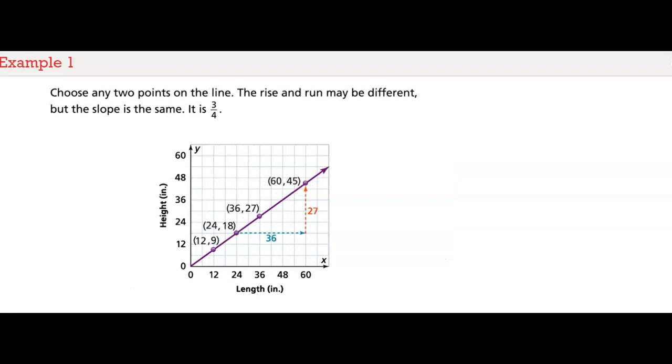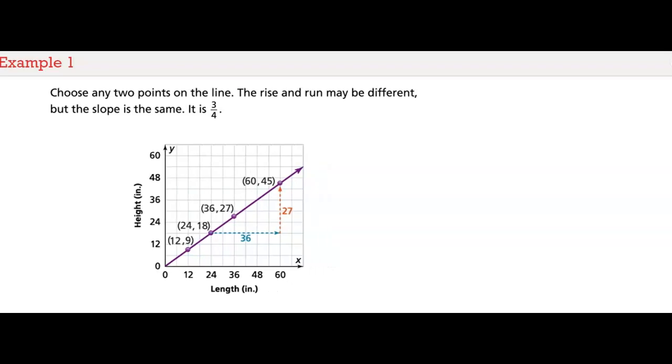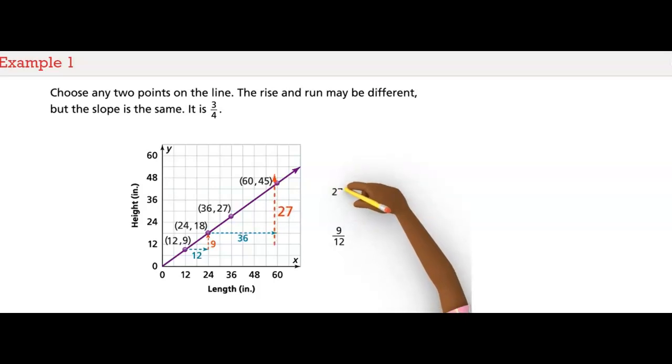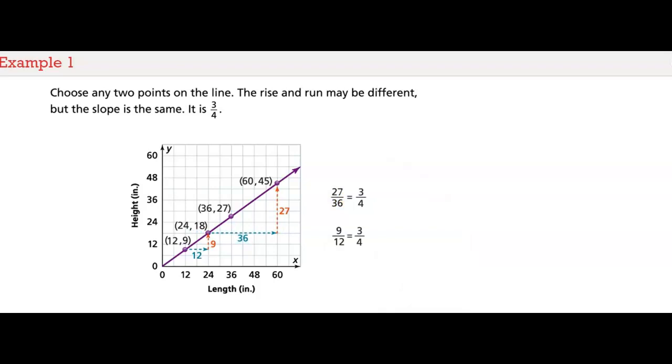You can choose any 2 points on the line to find the slope. You may find that the rise and run are different, depending on which 2 points you choose. However, the slope is a ratio, so it does not change. The slope of this line is 3/4. For instance, the rise and run from the point (12, 9) to the point (24, 18) are 9/12. The rise and run from the point (24, 18) to the point (60, 45) are 27/36. Notice that both times our slope is the same.